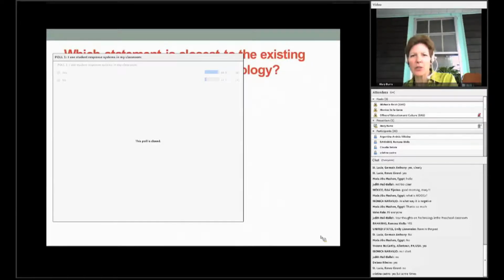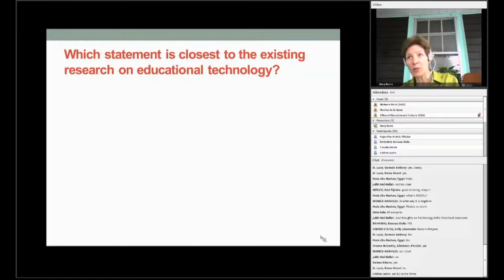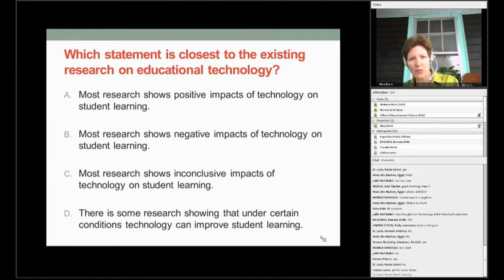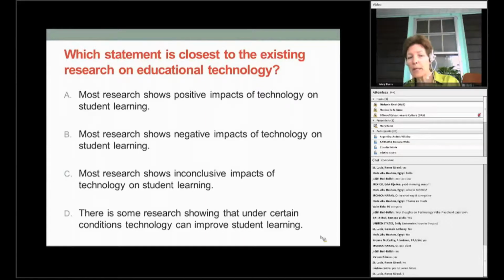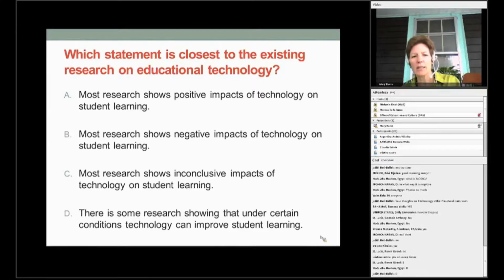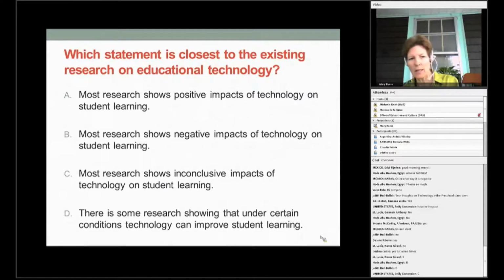So how do clickers essentially work? Well, let me just take you through the process. I'm actually going to give you a quiz. You've just been listening to me, hopefully, and I talked to you about the research on educational technology, and now there's a quiz. So I want to ask you, which of these statements is closest to the existing research on educational technology? Is it A, that most research shows positive impacts of technology on learning? B, most research shows negative impacts of technology on learning? C, most research shows inconclusive impacts of technology on student learning? Or is it D, that there's some research showing that under certain conditions, technology can improve student learning? So I'm actually going to ask you to vote if it's A, B, C, or D.